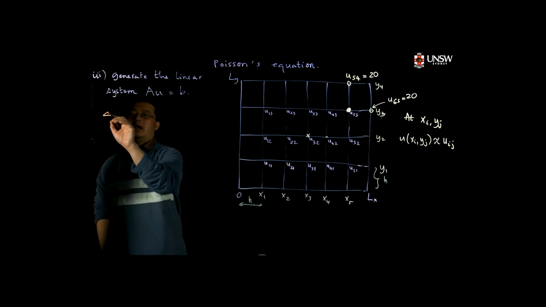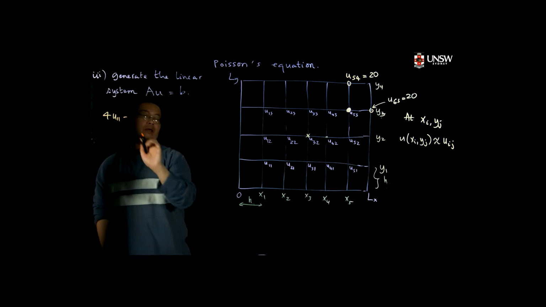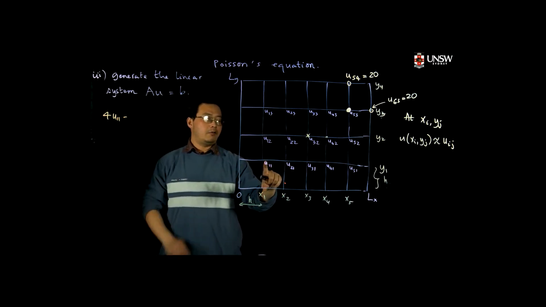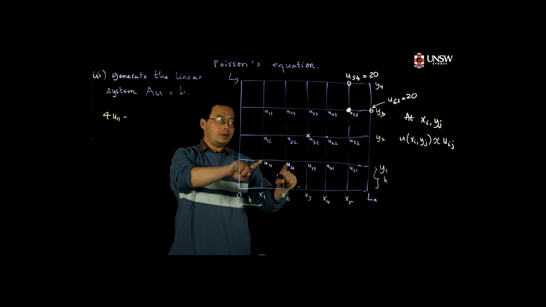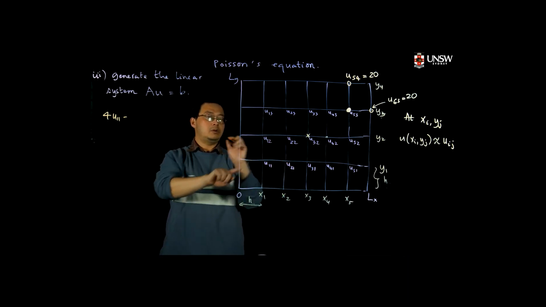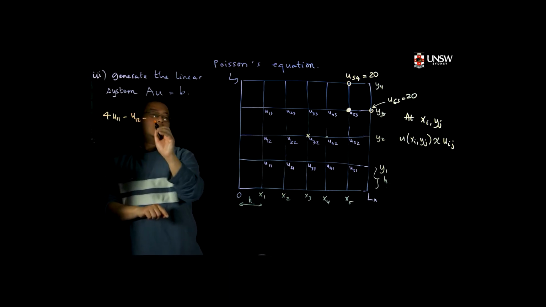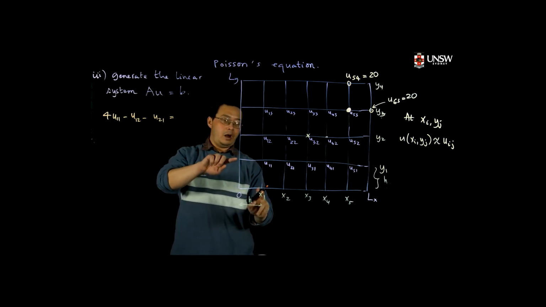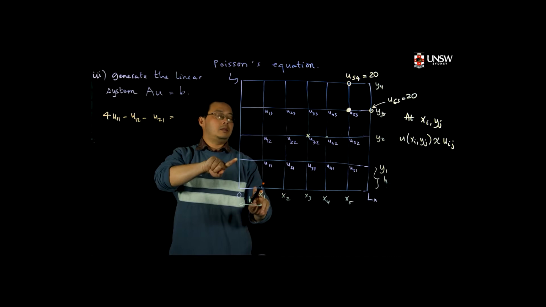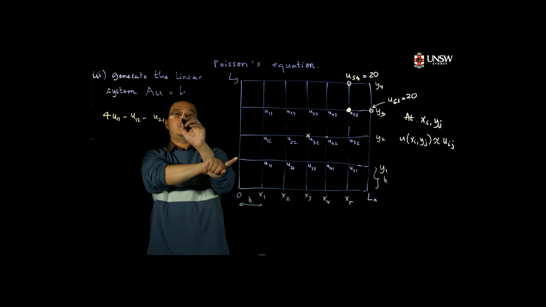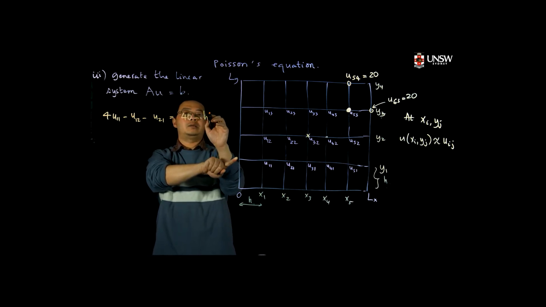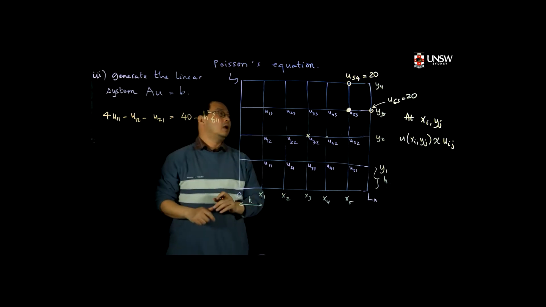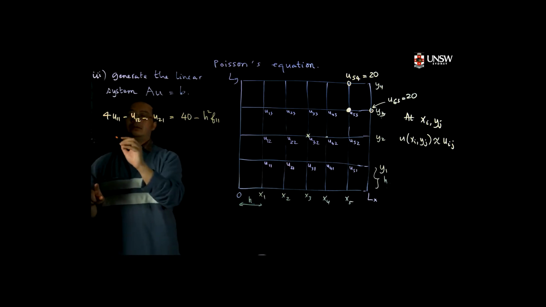So we have 4 U11, and then remember, you have to minus the 4 neighbors. Here, because this one is an unknown neighbor, so minus U12 and minus U21. And because here we have 2 points on the boundary, and they have the value 20 here, 20 here, so 20 plus 20 is 40, then minus h square f11.